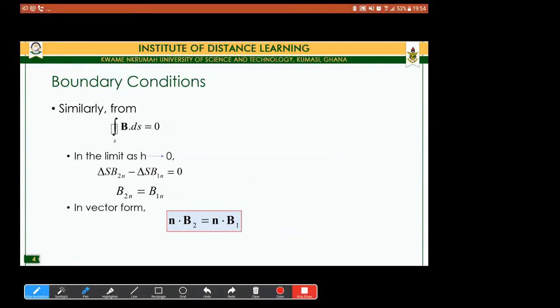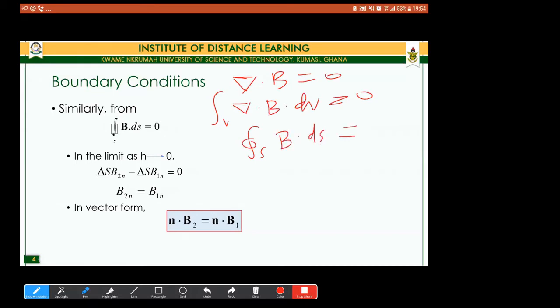Then we can do the same thing for B. From the divergence of B equals 0, we come up with the volume integral of the divergence of B dV equals 0, and then use the divergence theorem to convert this volume integral to a surface integral. So you have the integral over S of B dS equals 0. That's this equation here.